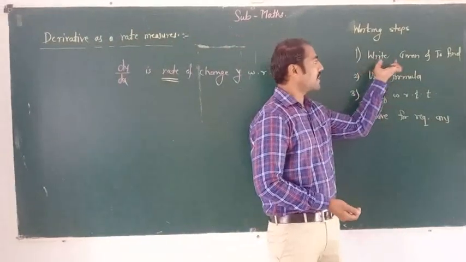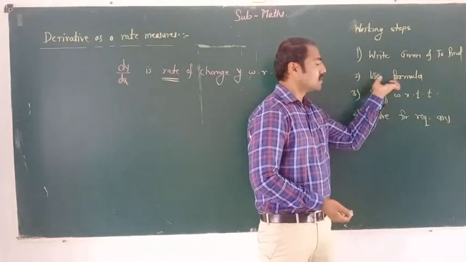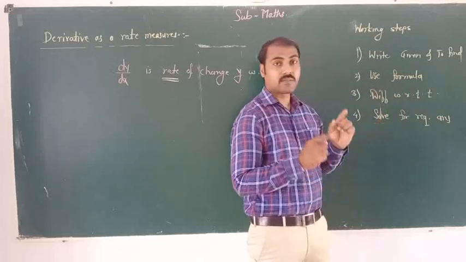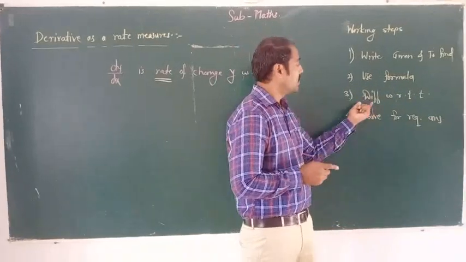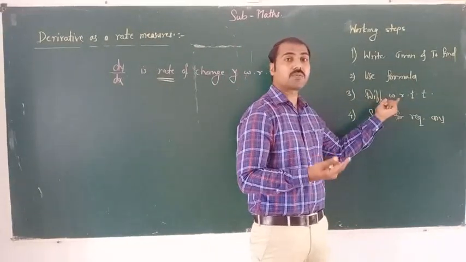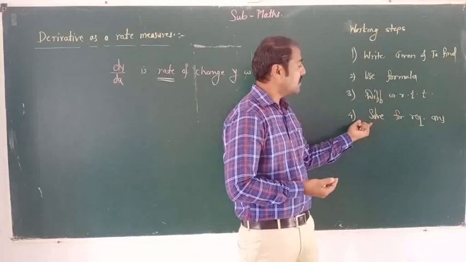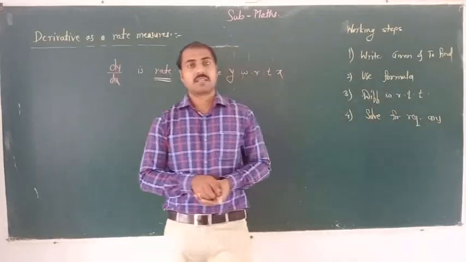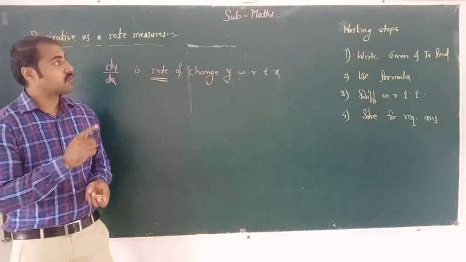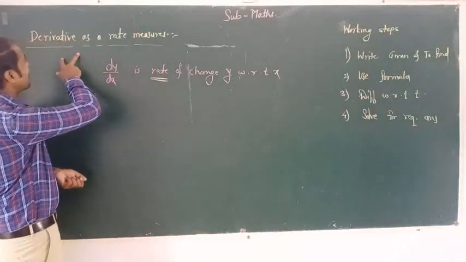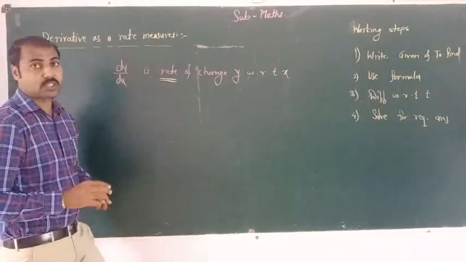Remember: write the given and to find quantities. Use the formula for the geometrical figure. Differentiate with respect to t. On differentiating, solve for the required answer. These are the working steps for the examples on derivative as a rate measure.